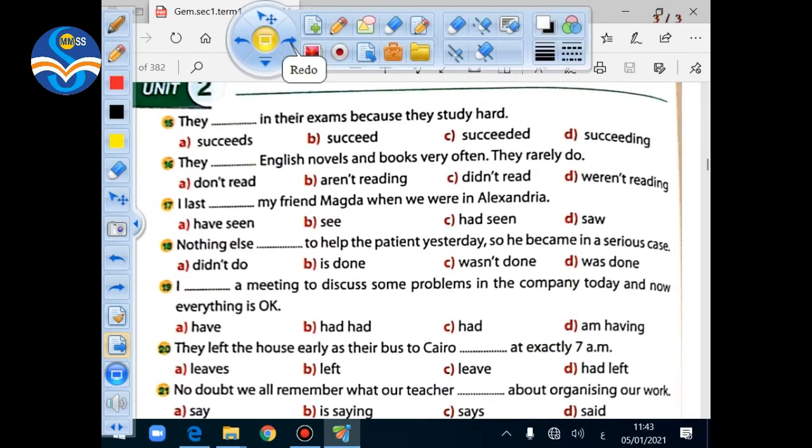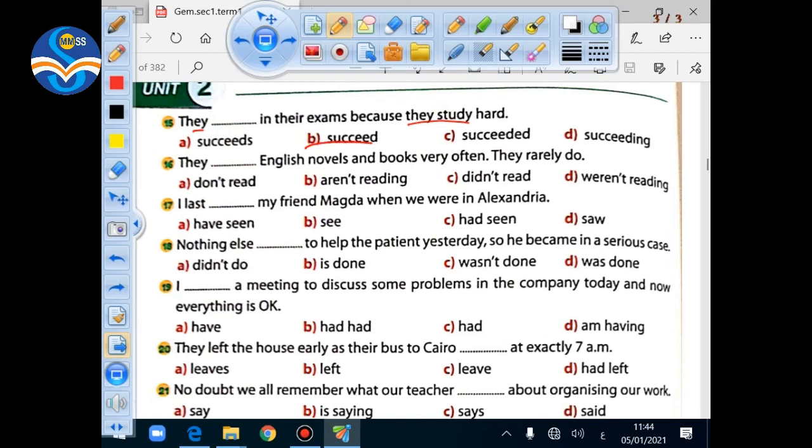Other page. They succeed in their exams because they study hard. So "they" is a plural subject, and I've got "they study", it's present simple. So it's going to be "succeed", the verb in its infinitive form.